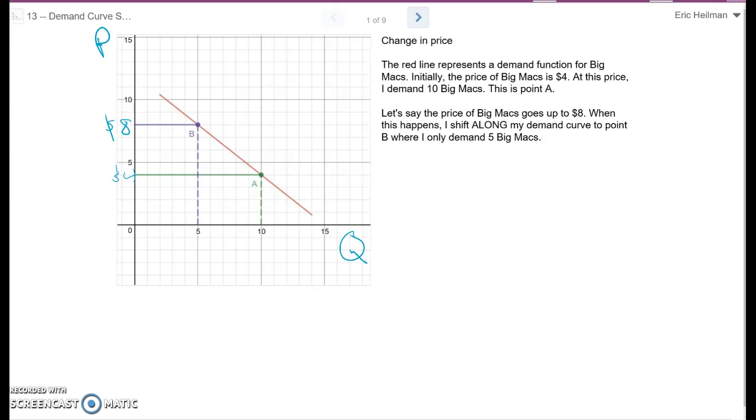Because what's changing is the price of Big Macs, and the price of Big Macs is one of the things on the axis of this graph. So price of Big Macs is on the vertical axis of this graph. When the price of Big Macs changes, that means we are going to slide along the demand curve to point B. When we slide along the demand curve to point B, we will be at a new place where at $8 per Big Mac, I'm only going to demand 5 of them. So again, it's because the thing that's changing is one of the variables on the axes that we slide along the demand curve. So let's see what happens.